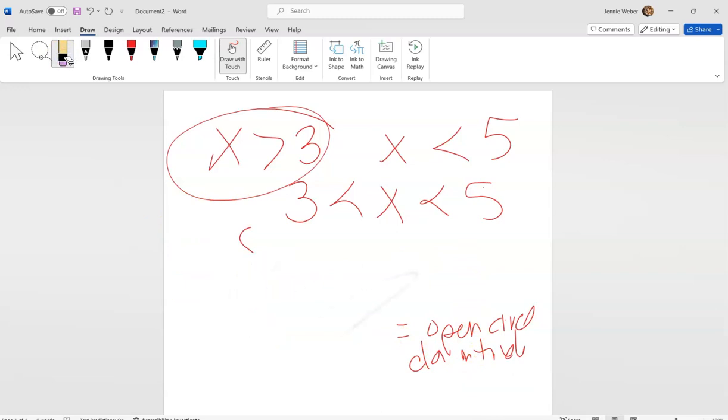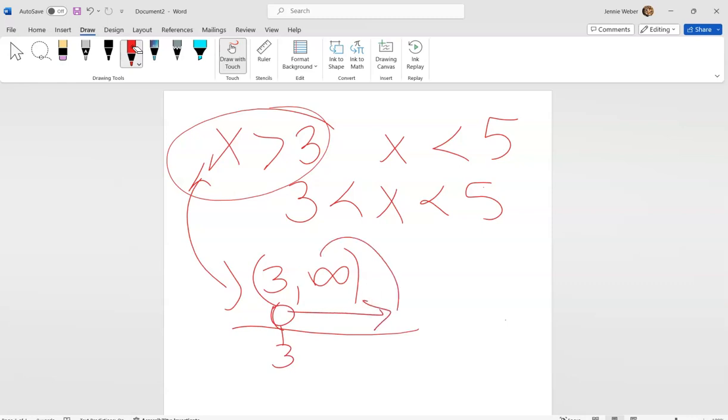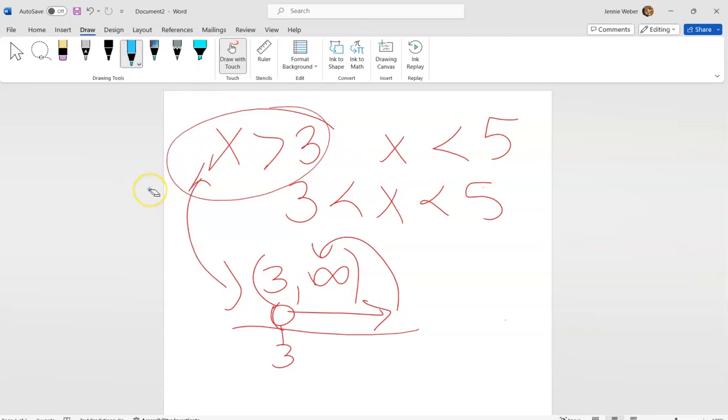So how do we write these as interval notation? Well, this first one says that I start with 3 and go to anything up. Now I use a parenthesis. Infinity is always open-ended because we don't know where it ends. So this and this are the same thing. On this graph, I start at 3, my open circle, and I go to positive infinity.